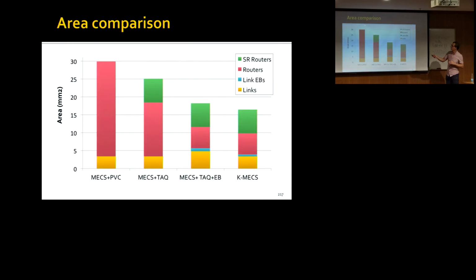Basically, if you have quality of service in all of your network, this is the area that you would get for a given number of nodes, 1,024. It's a lot, basically. And most of it is in the routers, as you can see. Links are a small fraction of the area, but your routers are big because they actually need to support quality of service.